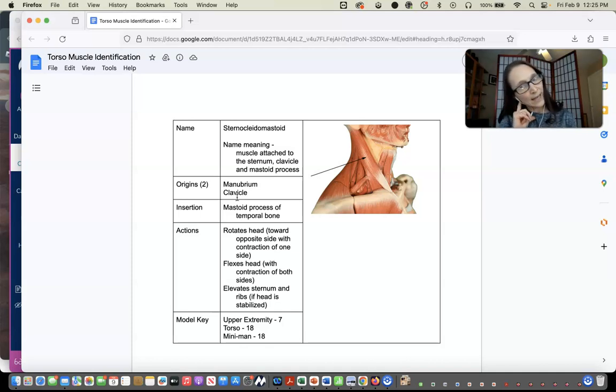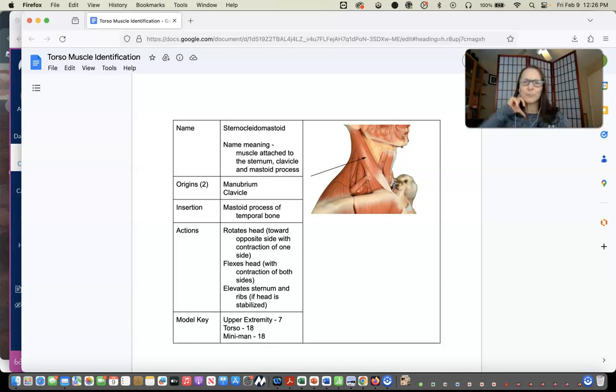Here it's going to rotate the head to the opposite side, right? It's also going to be flexing the head because it's going to be pulling your chin down, so flexing the head. And then this one's kind of a harder action, so again, you can pick which action you want to know, but elevates sternum and ribs is kind of a lesser action for that muscle. So I think it's easiest if you memorize first the muscle and where it's at, okay? Then after you do that, go on to the origin and insertion, and then hopefully you don't have to memorize the actions, because if you know the origin and insertions, a lot of times you can figure out the action.